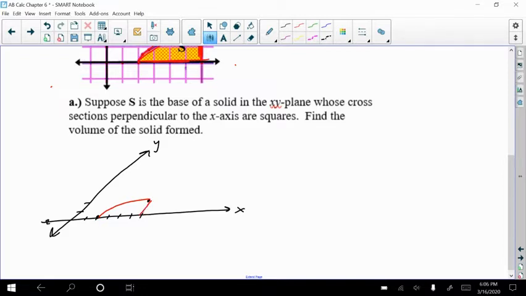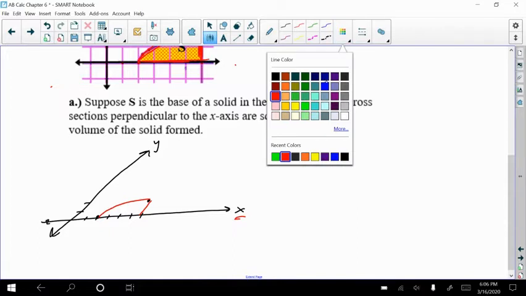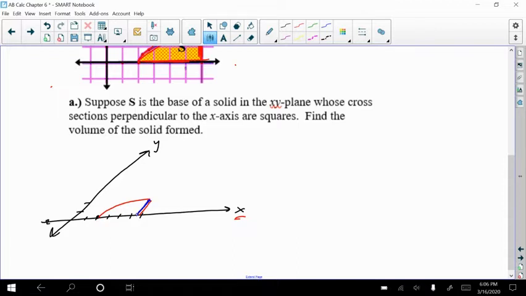What I'm going to do is start creating squares that are perpendicular to the x-axis. So I'm going to construct a square that, if I go from top to bottom, measure from here to here, whatever that distance is, I'm going to create a square that comes off the page. Right? Comes off the page.